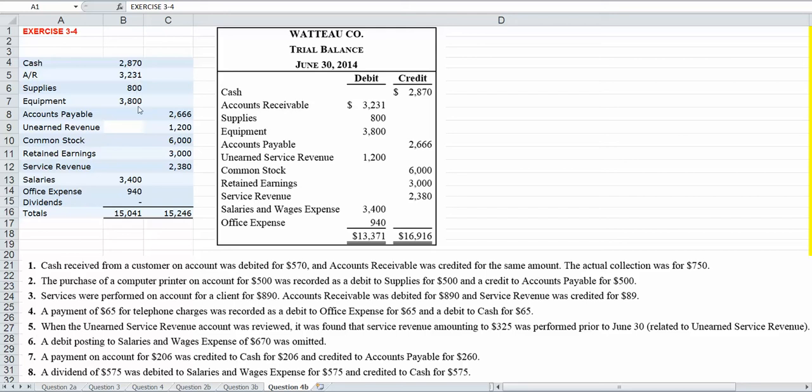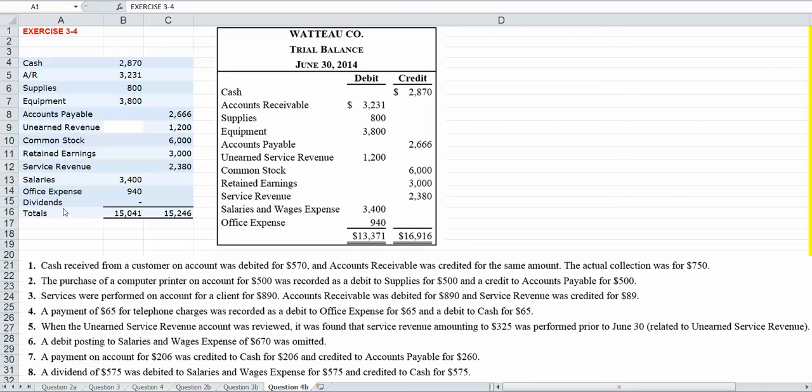The AR is fine, supplies are fine, equipment's fine. Accounts payable is fine. Unearned revenue, though, typically doesn't have a debit balance, but unearned revenue is a liability, so it should have a credit balance of $1,200. Then we've got $6,000, $3,000, everything else looks fine, and I've added dividends because we're going to need that account later on.